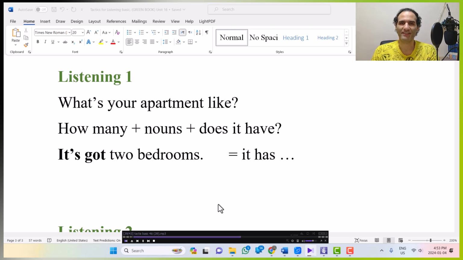3. Do you like your apartment, Joe? Not really. It's very small. Really? Yeah. There's just 1 bedroom and a living room. That isn't so small. How many people live with you? 7. 7? Wow.